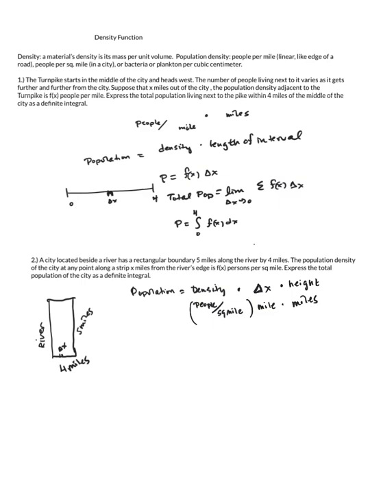Okay, so the total population. First look at what's happening to delta x. So we have our density times delta x, but delta x is going from 0 to 4. And then we need to multiply this by our height, and our height is 5 here. So that would be your density function for this problem.